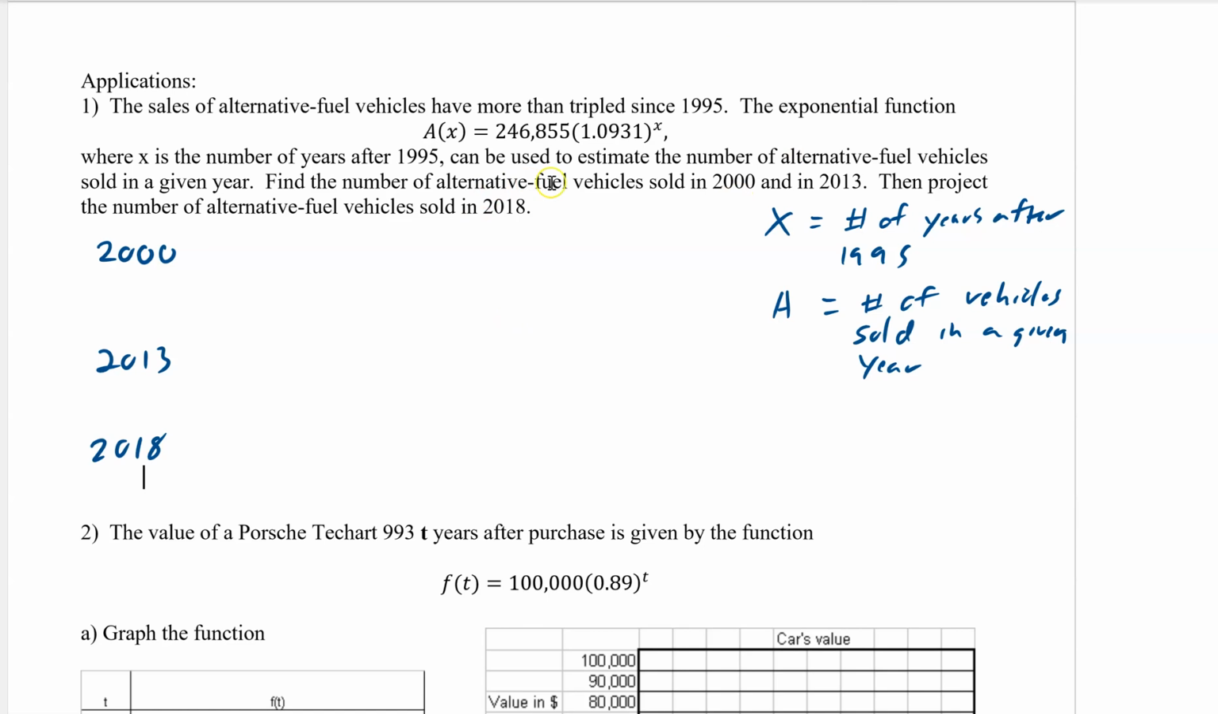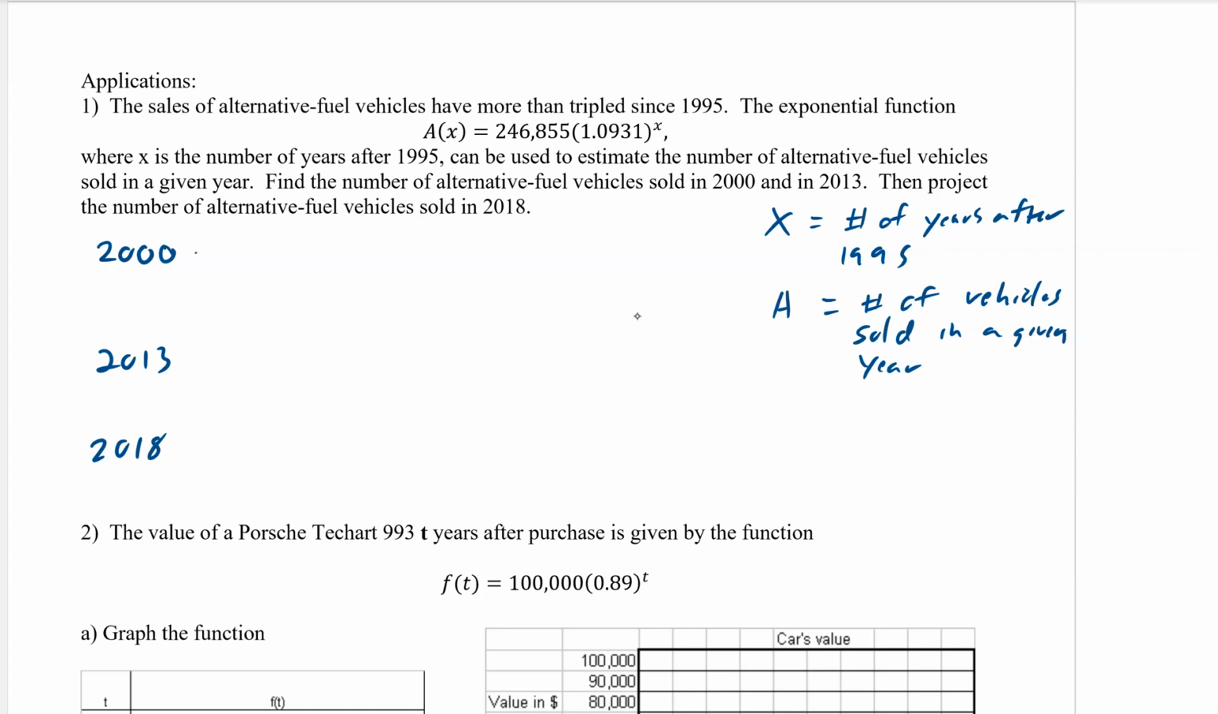It says find the number of alternative fuel vehicles sold in 2000 and 2013. And they will also ask things like then project the number of alternative vehicles sold in 2018 or 2024. So these are all estimates because we're given an exponential model that models the function. It's not exact, but it should be close. It could be exact, but probably not.